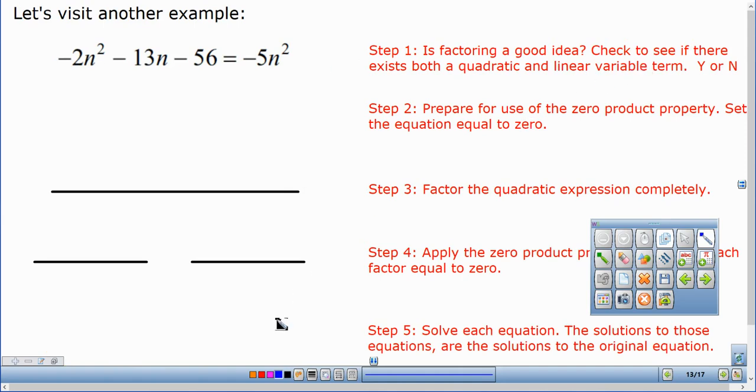All right. Is this a good problem for factoring? Do I see there's a quadratic? There's a linear. Okay, that's enough for me, unless the quadratics were going to cancel out. These quadratics will not cancel out. So yeah, let's try this. This is going to be a good factoring problem.